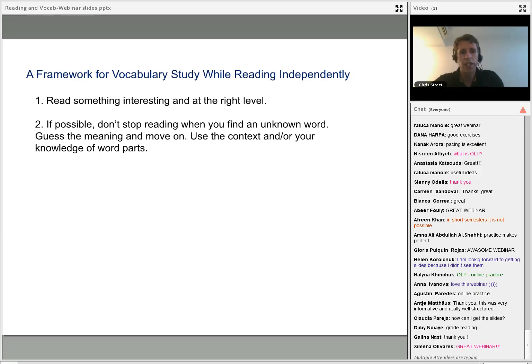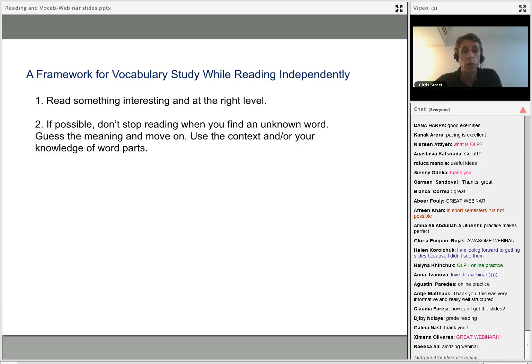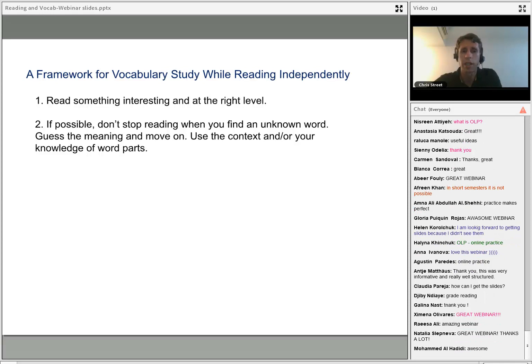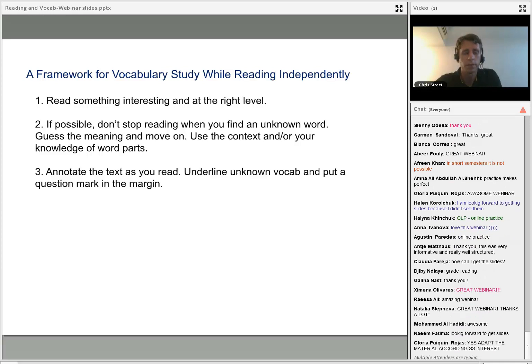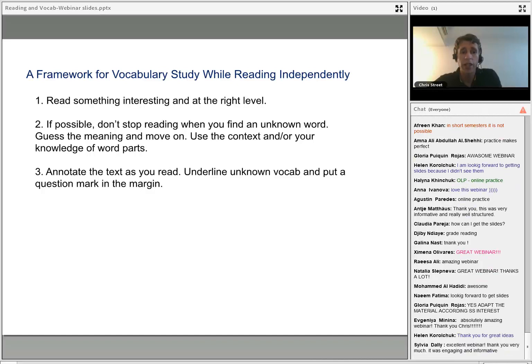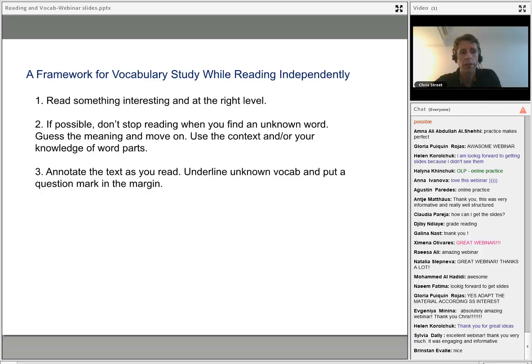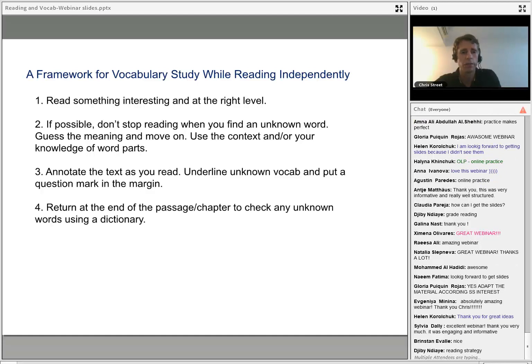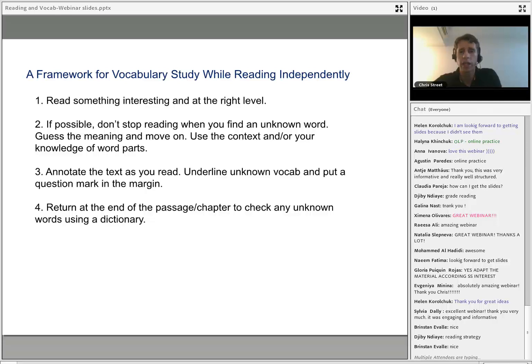If possible, we suggest that students don't stop reading when they find an unknown word. We suggest they guess the meaning and move on. They can use the context and their knowledge of word parts. We also suggest students annotate the text as they read. They underline the unknown vocab, they put a question mark in the margin, and then later they can return to these words to check any unknown vocabulary, this time using their dictionary.